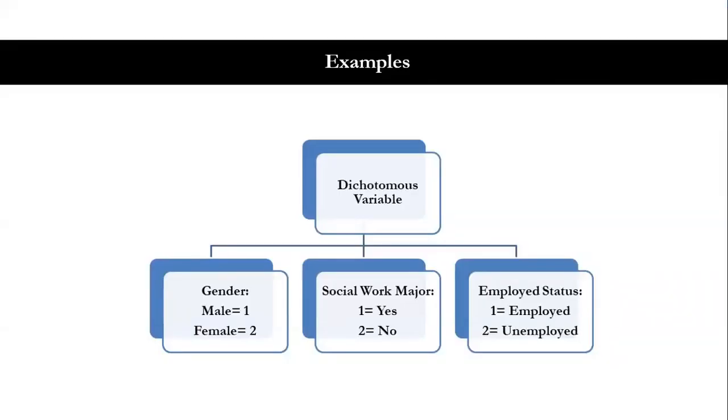Here are some examples of dichotomous variables. The first example is gender, which has two categories, male and female. The next one is social work major, which also has only two categories, yes and no. And finally, employed status also has only two categories, employed and unemployed.